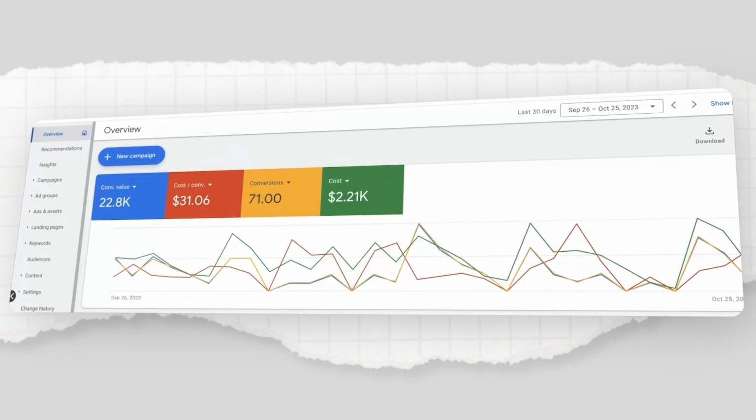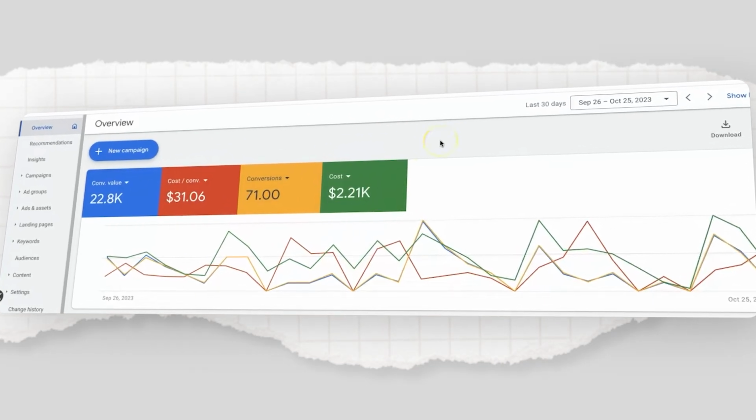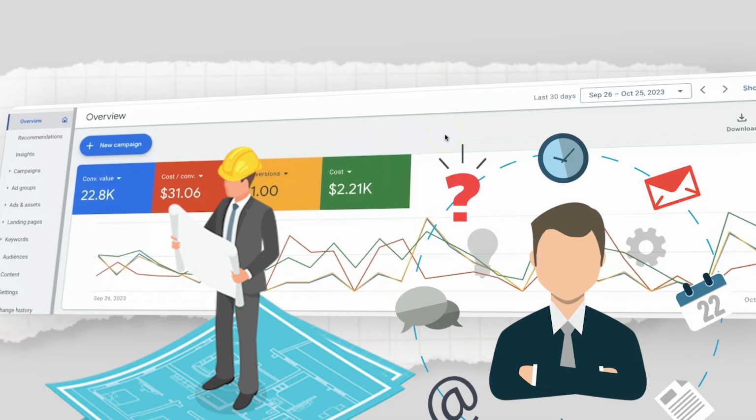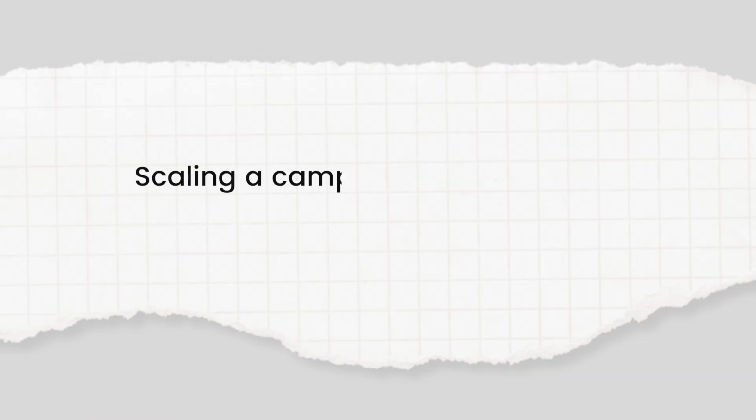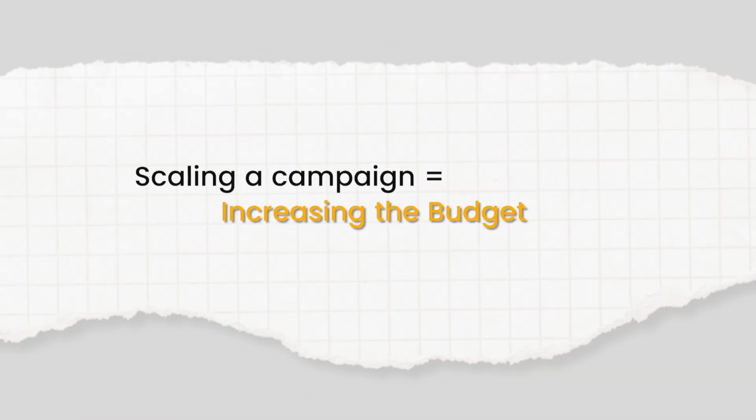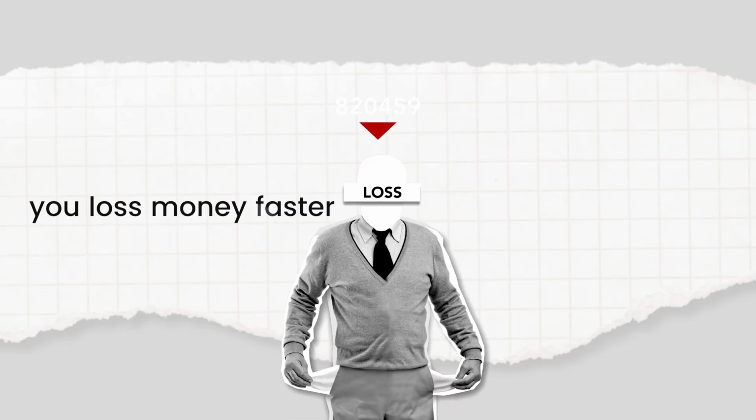Once the ads are live and the data starts flowing, your job shifts from architect to auditor. Most people think scaling a campaign means just increasing the budget. But if you increase the budget on a leaky bucket, you just lose money faster. True scaling starts with plugging the leaks.